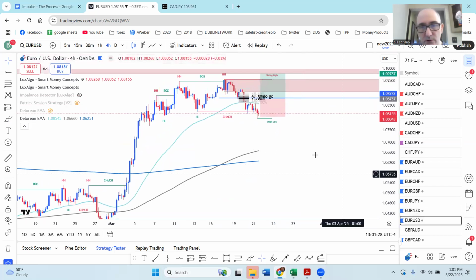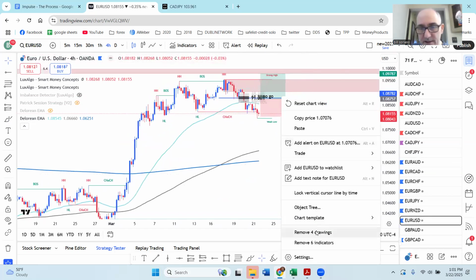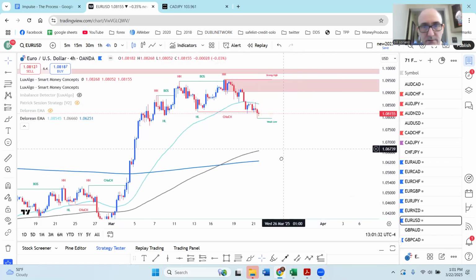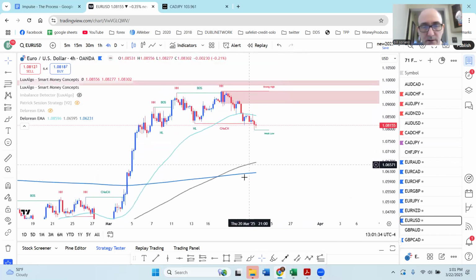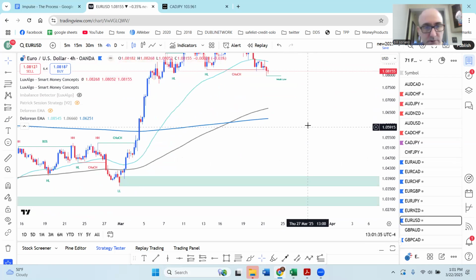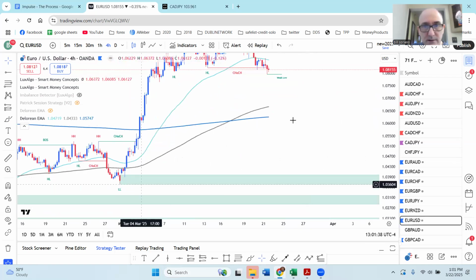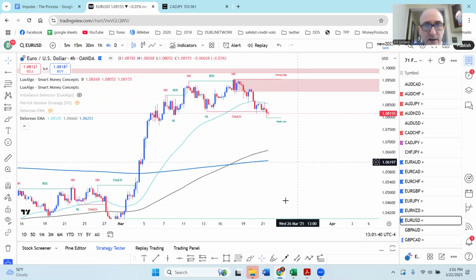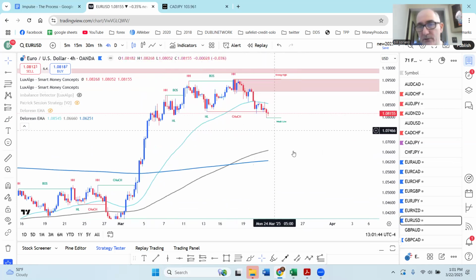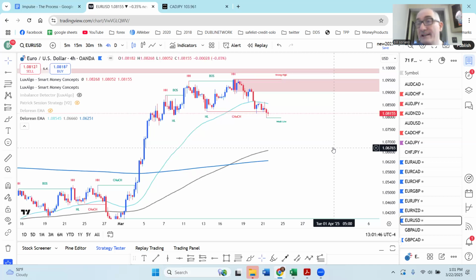Okay, this was EUR USD. Let's just remove that for now. This is bullish. And again, we have an order block down here. There was an order block right here that got hit and price went through it, but it wasn't a valid trade setup because of risk to reward ratio.